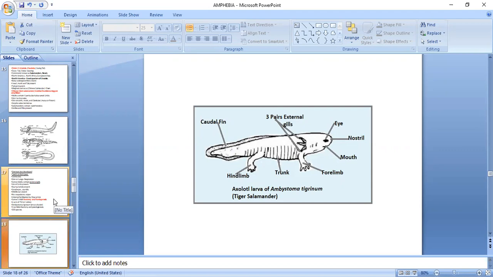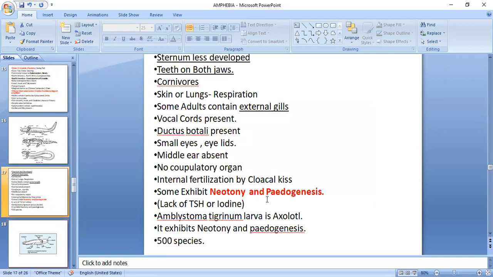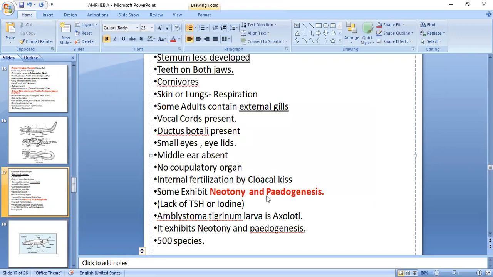That is called neoteny. Sometimes this larva attains sexual maturity. Sexual maturity means sexual organs are also developed. Reproductive organs are also developed in the larva, and it may undergo reproduction also, to produce young ones. That phenomenon is known as pedogenesis. So it is due to the lack of TSH or iodine. So you remember this name.